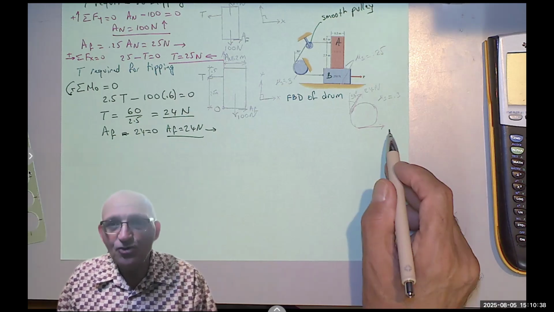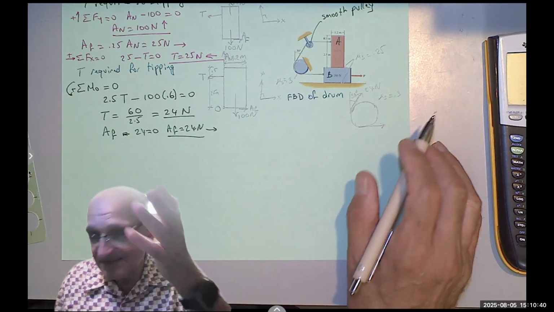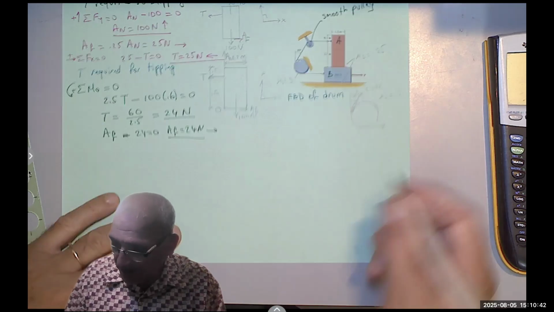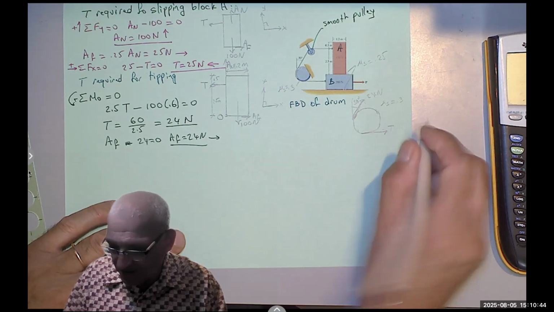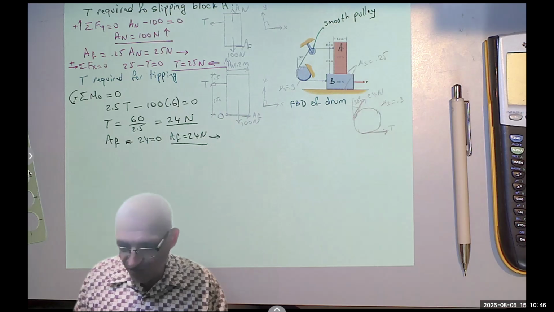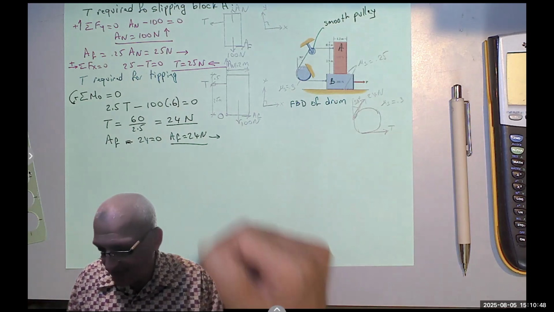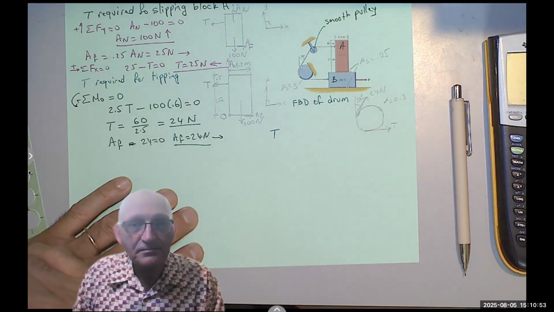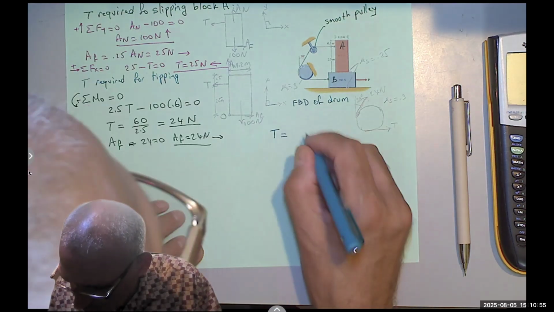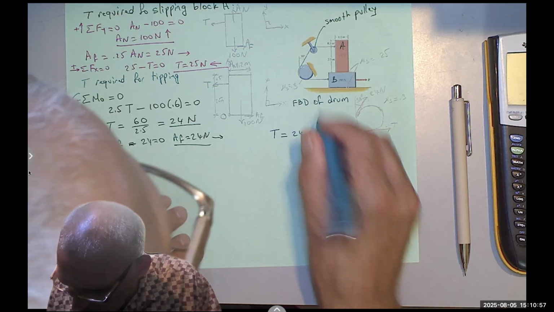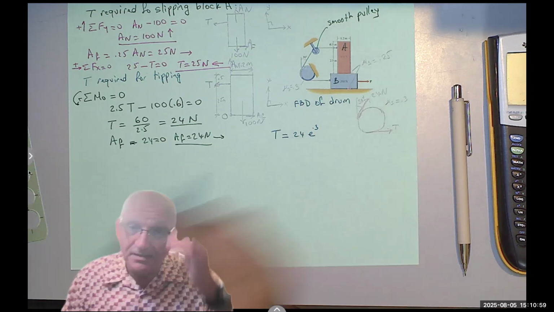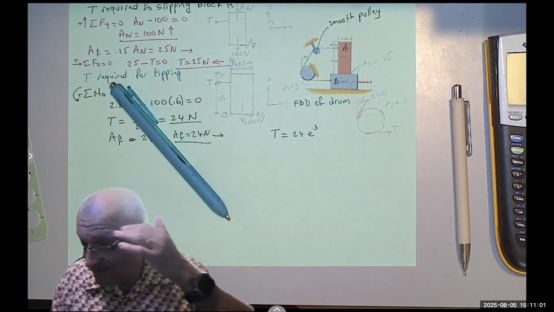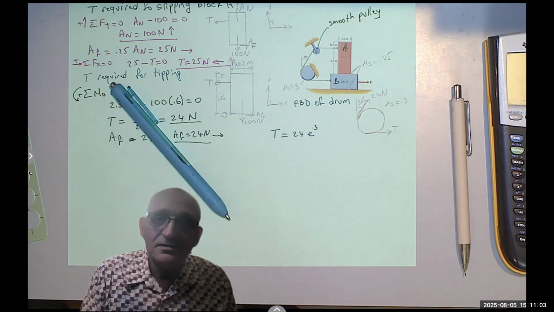We call that T2, but according to what I did last time, I would say T1, but I would say T, just T, because the other one is 24. I'm sorry. And then we say, okay, so T equals 24 times e raised to the power of 0.3 beta. What is beta? The angle in radian.